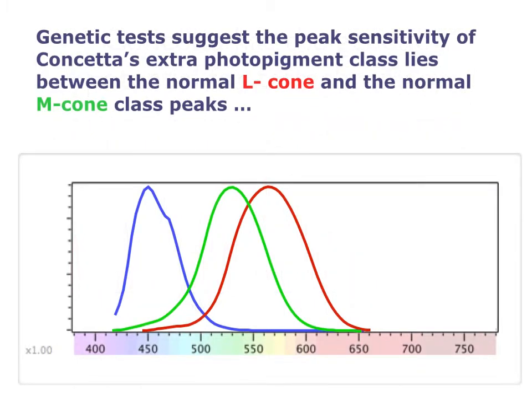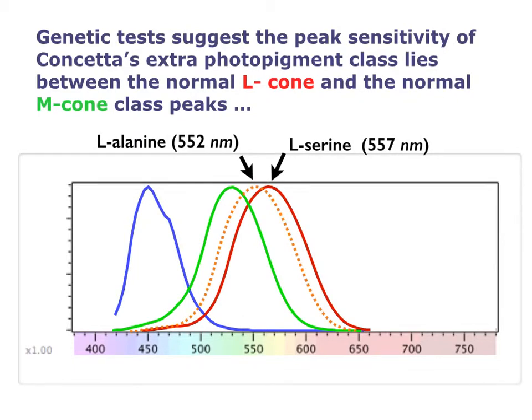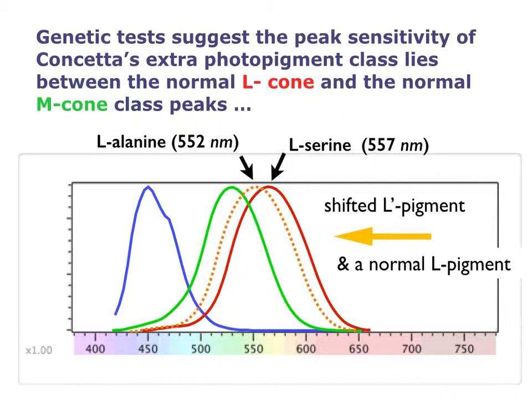Genetic tests conducted suggest that the peak sensitivity of Concetta's extra photopigment class lies between the normal trichromat L cone peak and the normal trichromat M cone peak. This means that she has a fourth pigment class with a sensitivity in between these two ranges, and it is a shifted form of the L cone.